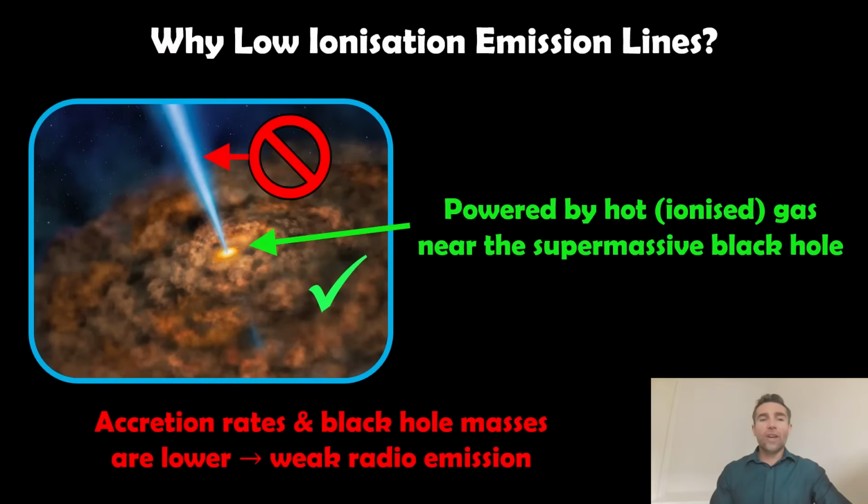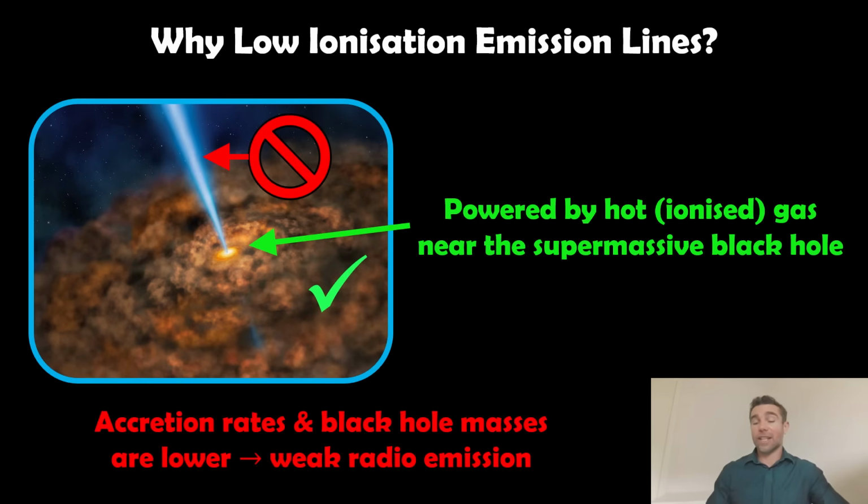So, why have they got low ionization emission lines? Well, there are actually two arguments here, and it could be that there are two processes and two subtypes of these sorts of galaxy. The first one might be that they are still powered by hot gas near the supermassive black hole. They're just not producing those powerful jets, a little bit similar to your Seyfert galaxies. And because you just don't have the quantity of gas there, the accretion rates, maybe the black hole mass is lower, you get very weak emission lines. You just don't get those powerful jets.